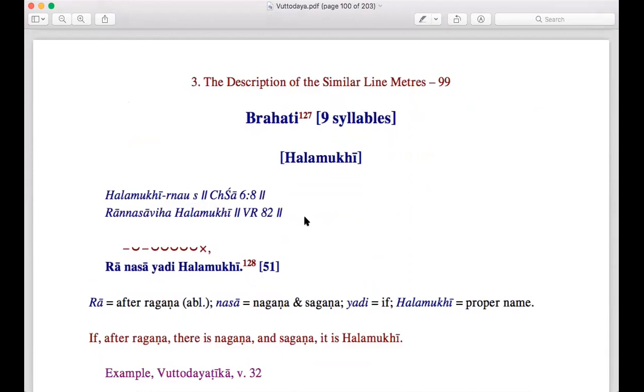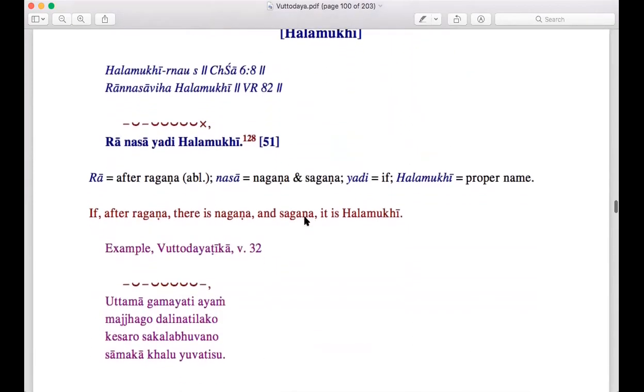The first verse in that group is Halamukhi. Ra Nasa Yadi Halamukhi. If after Ragana there is Nagana and Sagana, it is Halamukhi. So there should be Ragana, then Nagana and Sagana. In each group there are 3 syllables, 3, 6, 9, so altogether there are 9 syllables. Ra, Na, Sa is Ragana. Yadi, Ha is Nagana. And La, Mukhi is Sagana. So there are Ragana, Nagana, and Sagana in order.